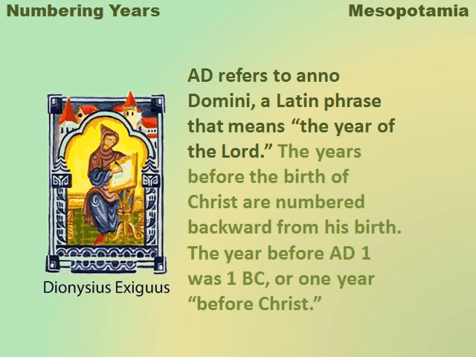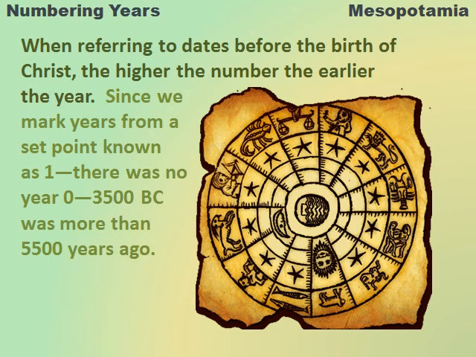AD refers to anno Domini, a Latin phrase that means the year of the Lord. The years before the birth of Christ are numbered backward from his birth. The year before AD 1 was 1 BC, or 1 year before Christ. When referring to dates before the birth of Christ, the higher the number, the earlier the year. Since we mark years from a set point known as 1, there was no year 0. 3500 BC was more than 5500 years ago.